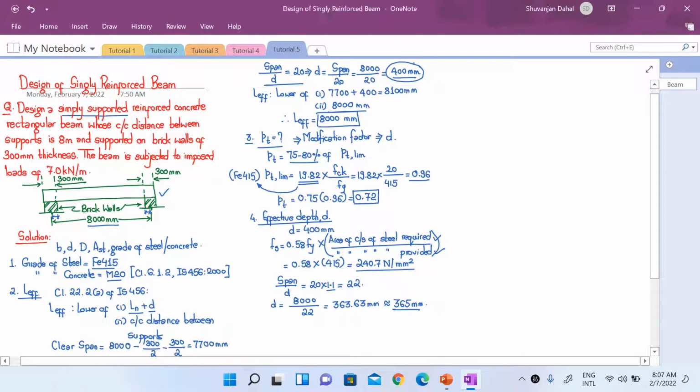Now let us check the effective span once again. Effective span will be either lower of the clear span 7700 plus the effective depth 365, which comes out to be 8065 mm, or the center to center distance between supports, which is 8000 mm. So our effective span has not changed. It is equal to 8000 mm now also.